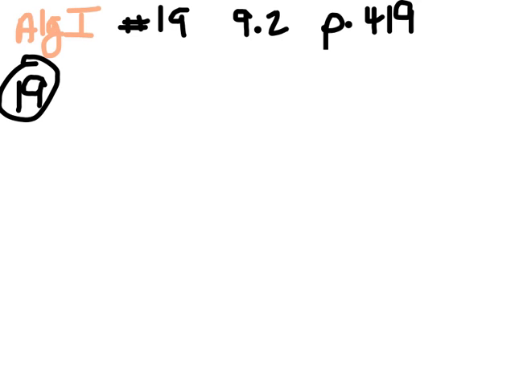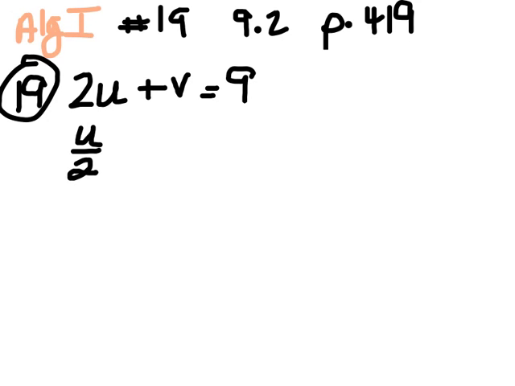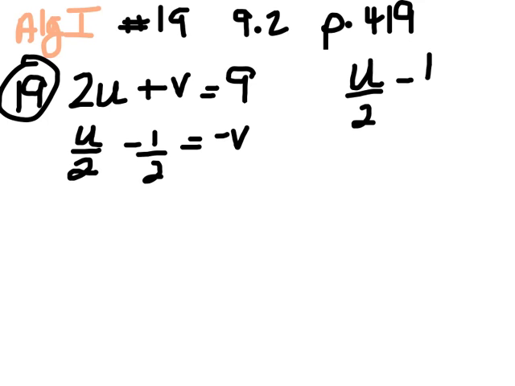We're supposed to solve, and here's our system. 2u plus v is equal to 9, and u divided by 2 minus a half is equal to negative v. Okay. Now the first thing I notice about this is we almost have something by itself. We almost have a v by itself. It's just a negative. So let me come over here and play with this equation for a minute.